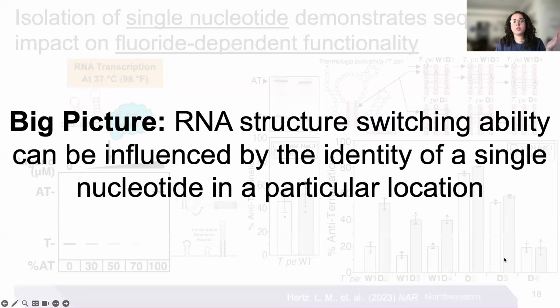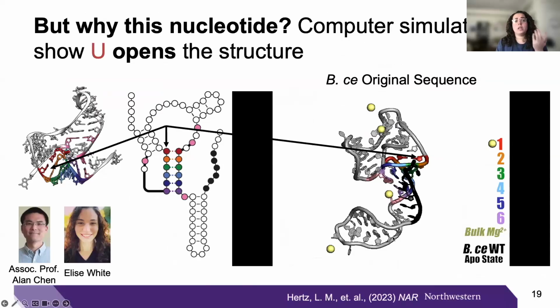So overall, this really highlighted how the structural switching ability of the Fluoride riboswitch really came down to a single nucleotide in a particular location. This was really interesting to us, and we were wondering why this nucleotide, why this position. So we collaborated with Professor Alan Chen at the University of Albany and his student Elise White, who do all atom molecular dynamic simulations of this switching process.